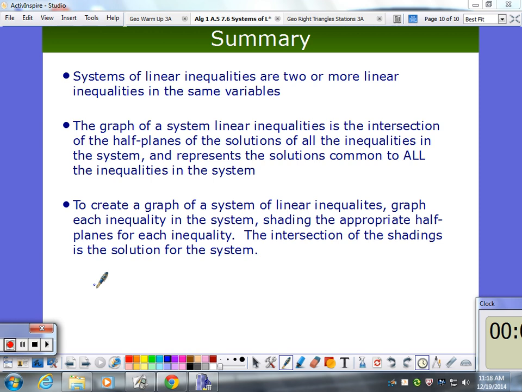Here's our summary page. Systems of linear inequalities are 2 or more linear inequalities in the same variables. So the graph of the system is the intersection of all those different half planes of the solutions of those inequalities. So you're going to graph each inequality, shade the appropriate half very lightly, and then find the intersection of the shadings and make that part dark. And that's everything. Okay, that's great.